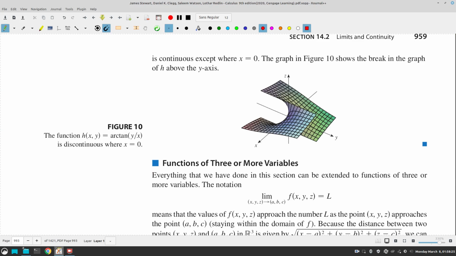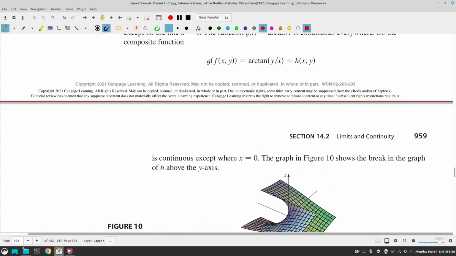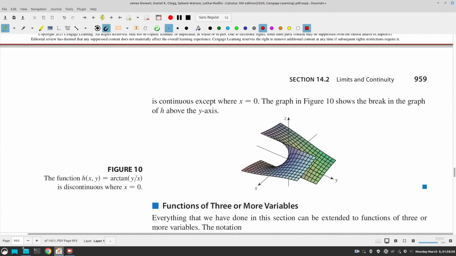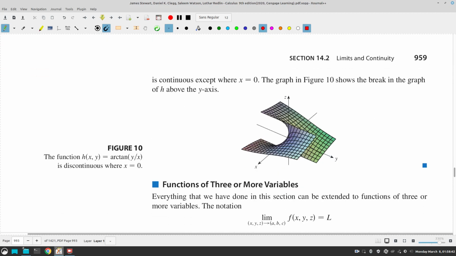So that tells you, if you notice, obviously it's not defined on x equals 0. By x equals 0, we mean the y-axis. And notice what happens right above the y-axis, as it goes above the y-axis. We'll have a look at this on Mathematica. Anyway, okay.